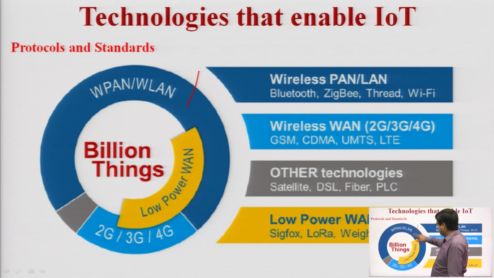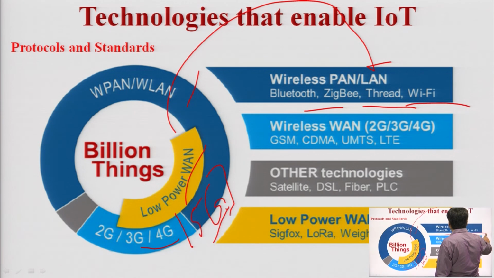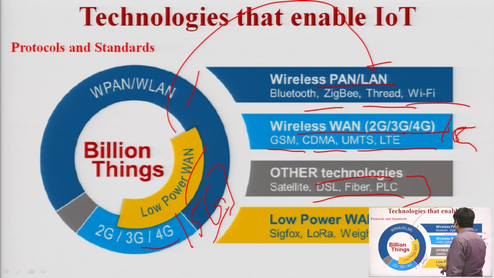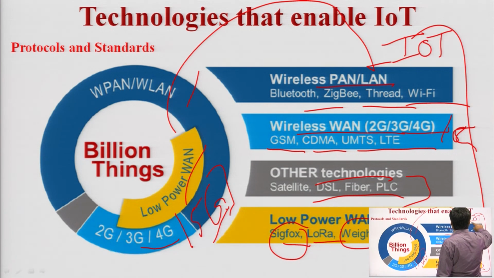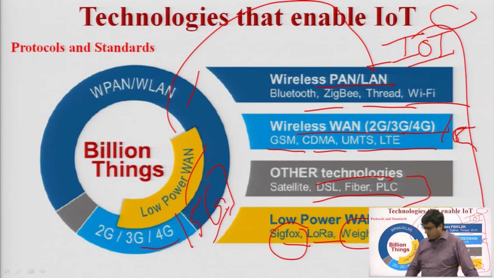Protocols and standards: we are using billions of things, 2G, 3G, 4G. Right now we are going towards 5G, trials are going on, and low power WAN. These are the wireless technologies: Bluetooth, Zigbee, Thread, Wi-Fi, wireless PAN, wireless WAN, 2G, 3G, 4G, 5G, GSM, CDMA, UMTS, LTE, other technologies, satellite, DSL, fiber, PLC, Sigfox, which is used in European countries, long range networks, Weightless, NB-IoT, narrowband IoT. These are the technologies of IoT that can enable any Internet of Things system.